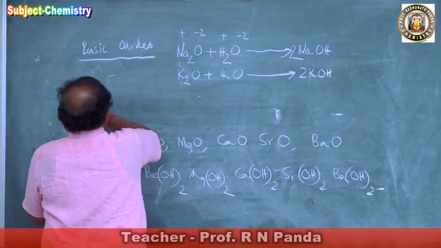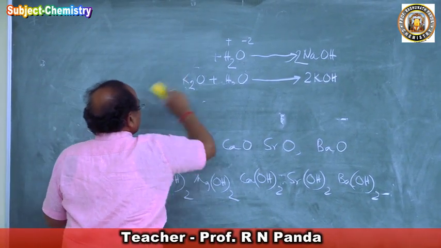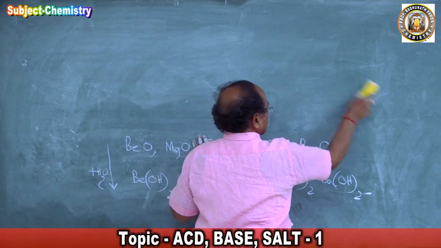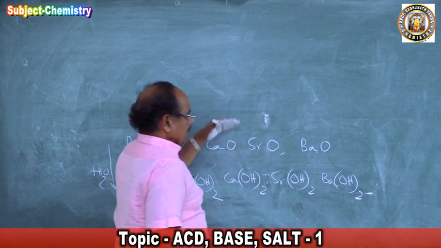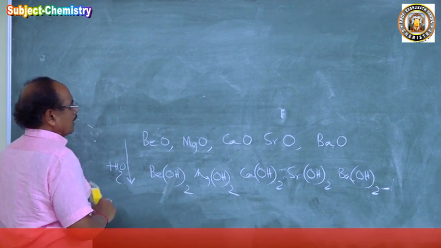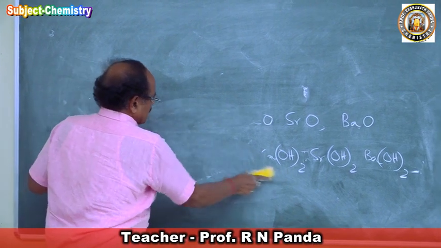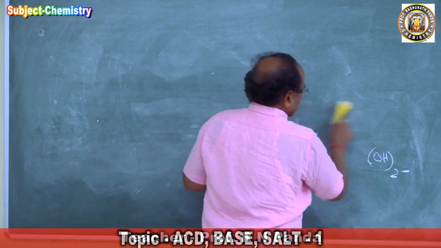They are basic oxides. Now we'll come to acidic. In any group you go, the same thing happens. So generally these are the strong bases available, highly electropositive metals, they form basic oxides. Now we'll come to acidic oxides.